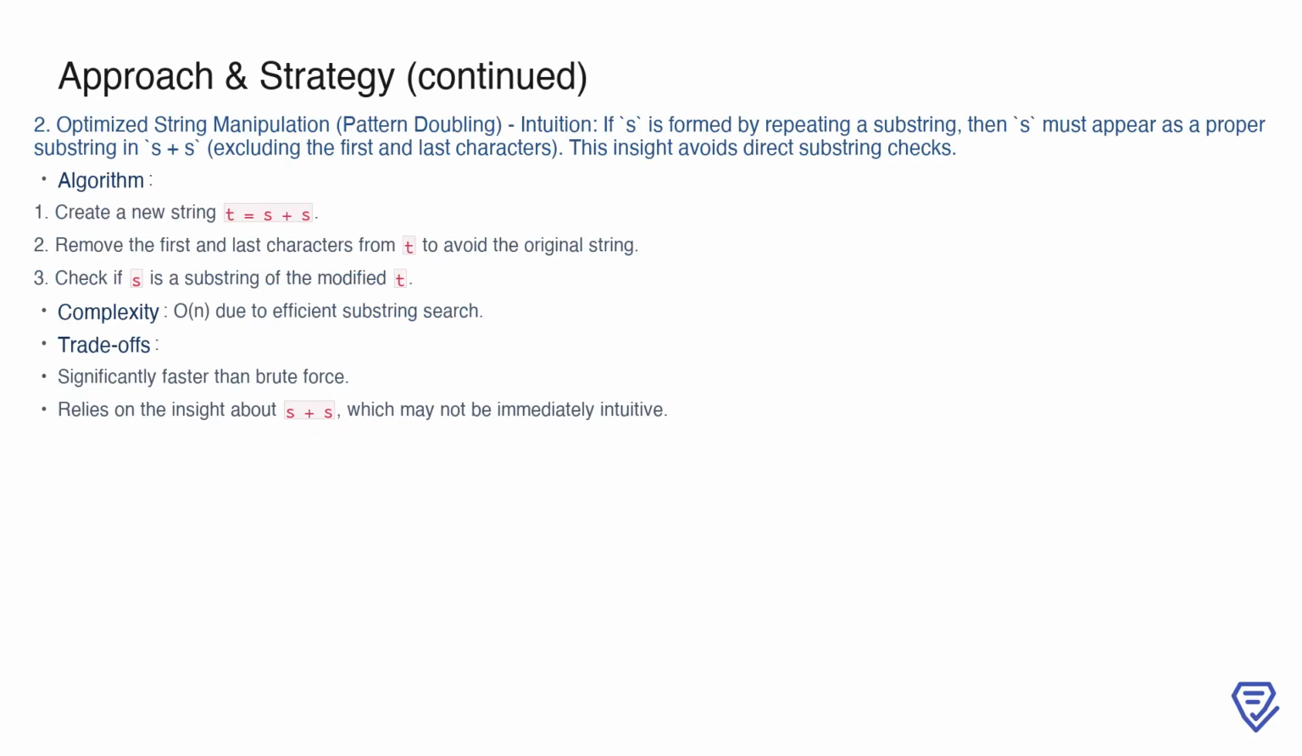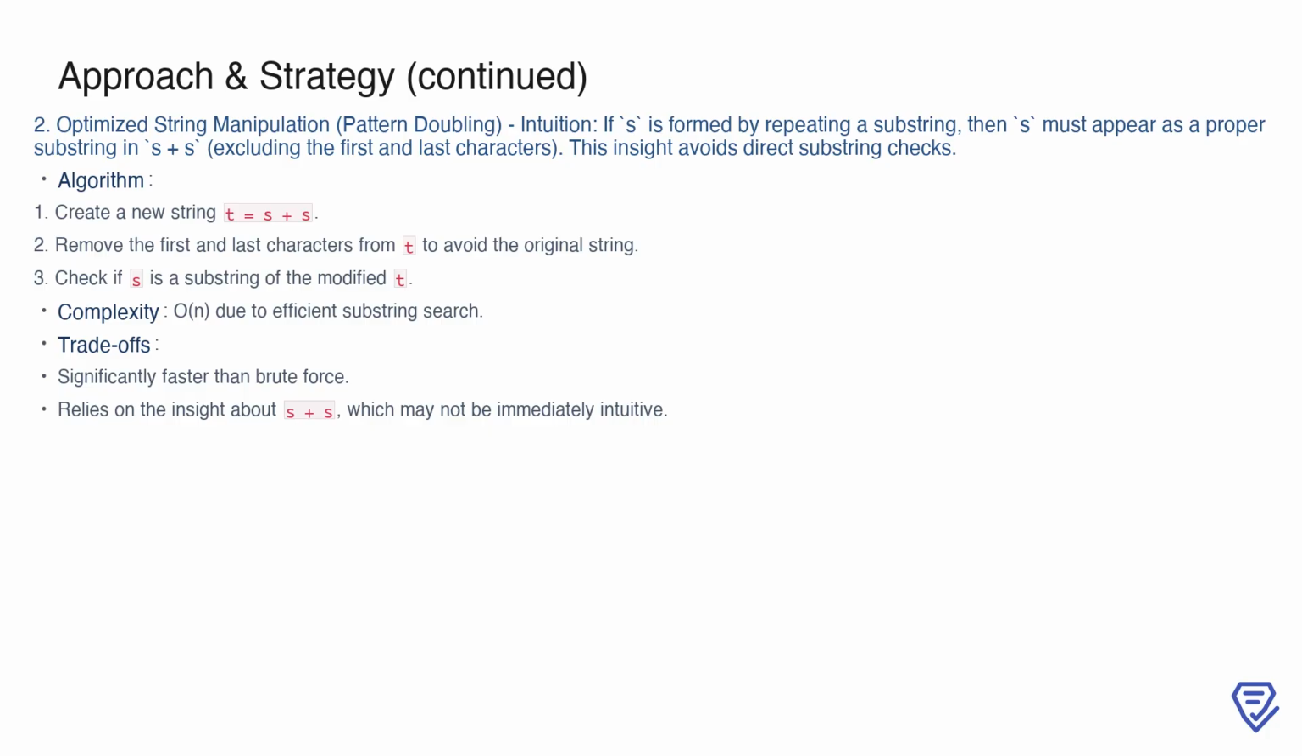A more efficient solution involves a clever insight about the nature of repeating substrings. If a string is formed by repeating a substring, then it must appear as a proper substring within the concatenation of the string itself. Here's how it works: we create a new string by doubling the original one, and then we remove the first and last characters of this doubled string to avoid including the original string directly. Once modified, we simply check if the original string exists as a substring within this new structure. This eliminates the need for manual checks of substring lengths and repetition.